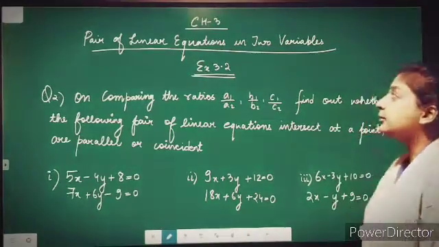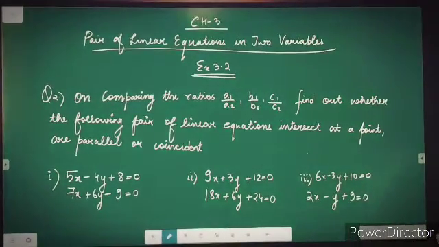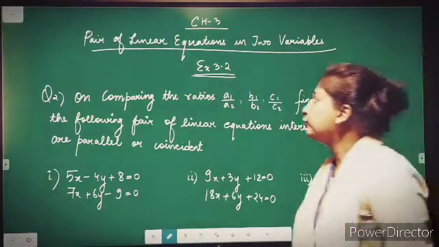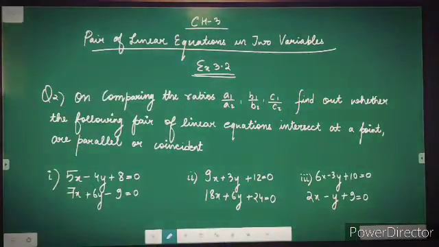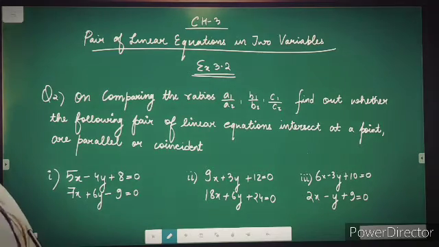We were doing chapter number 3, pair of linear equations in two variables. We have discussed exercise 3.1. Today we have to start with exercise 3.2. Exercise 3.2, second question is given to you, beta.